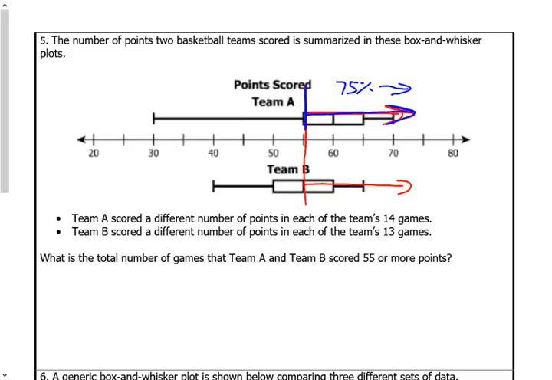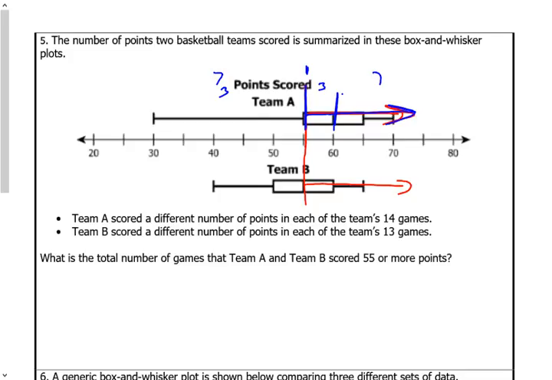Now, what is 75% of 14? Comes out to 10.5. Well, I can't have a half game. So what that says to me is that right here, let's go ahead and divide this up a little harder. Right here at the median, there were 7 and 7 here. Now, what's the median of the median? Says there has to be 3, 3, and 1 game right there at 55.